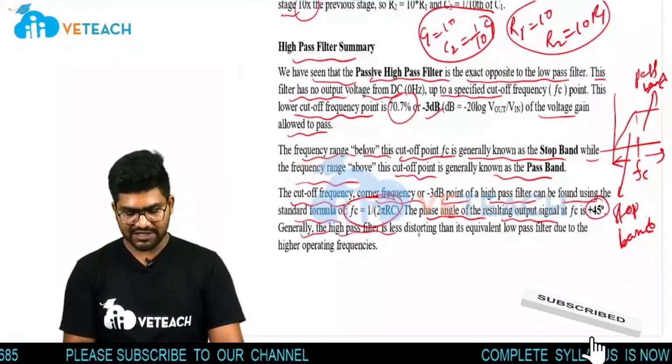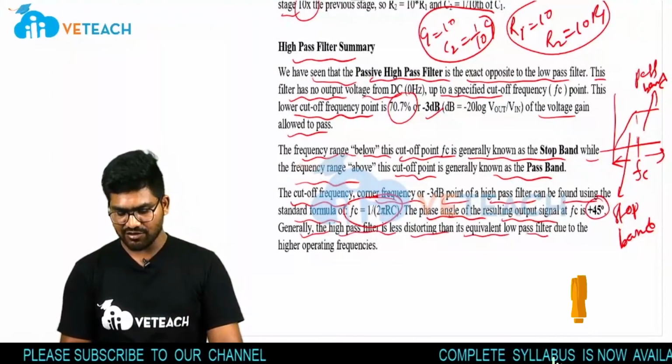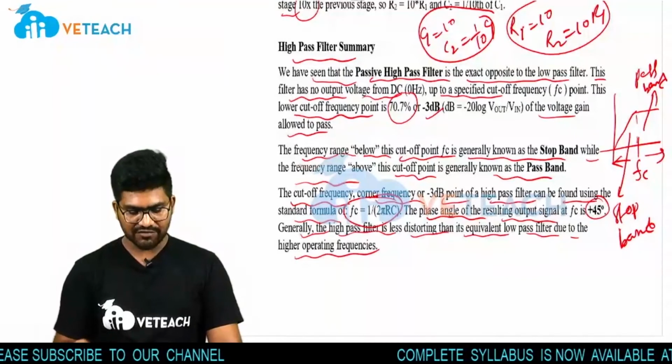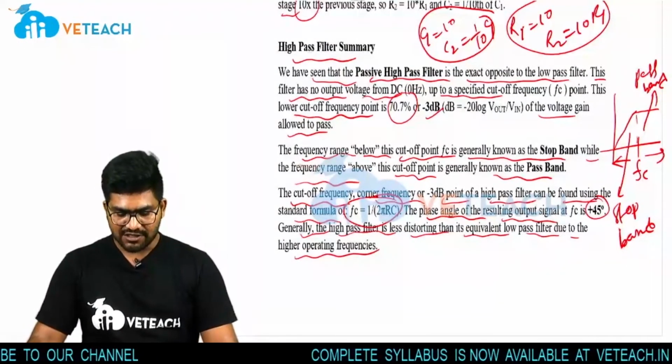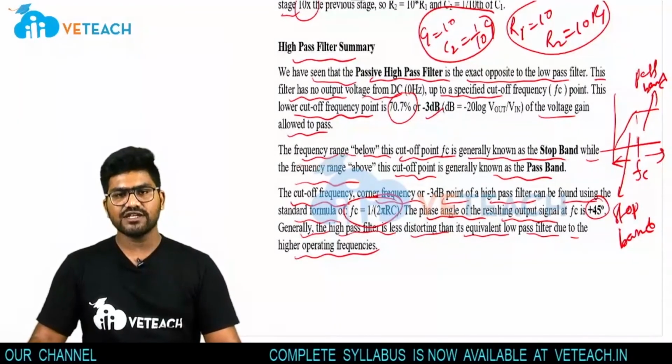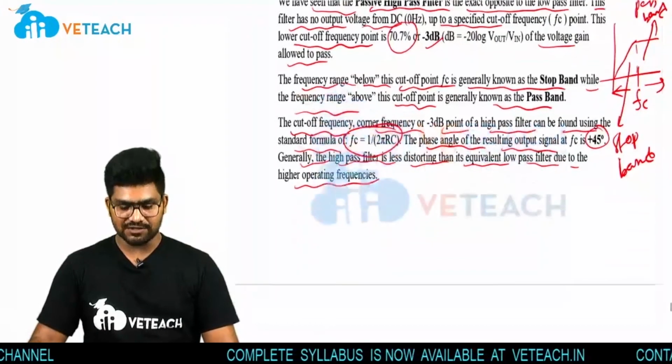Generally, the high pass filter is less distorting than its equivalent low pass filter due to the higher operating frequencies. Compared with the low pass filter, the high pass filter operates at higher frequencies. That's why there is less distortion in a high pass filter compared with a low pass filter.